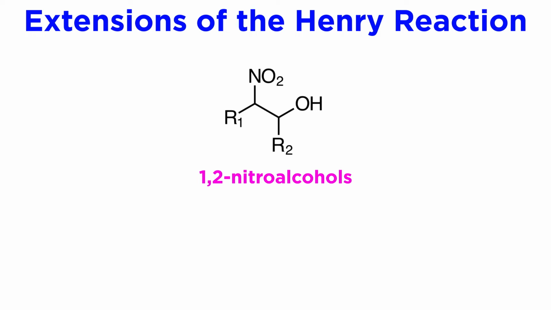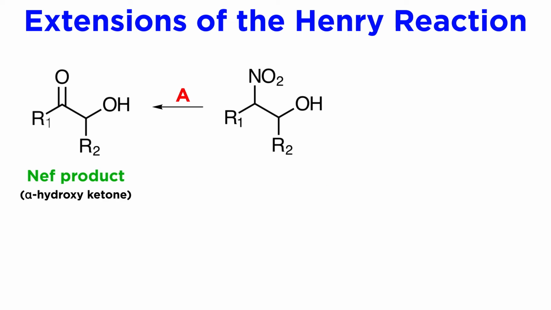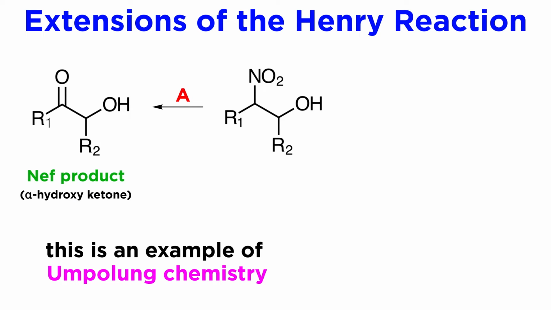1,2-nitroalcohols are important intermediates in organic synthesis. We already know the Nef reaction. With this technique, 1,2-nitroalcohols can be converted to alpha-hydroxyketones as shown in path A, a type of transformation which we can refer to with the German term Umpolung, or inversion of polarity, because it is equivalent to the addition of an acyl anion to an aldehyde, an operation which cannot be carried out directly.